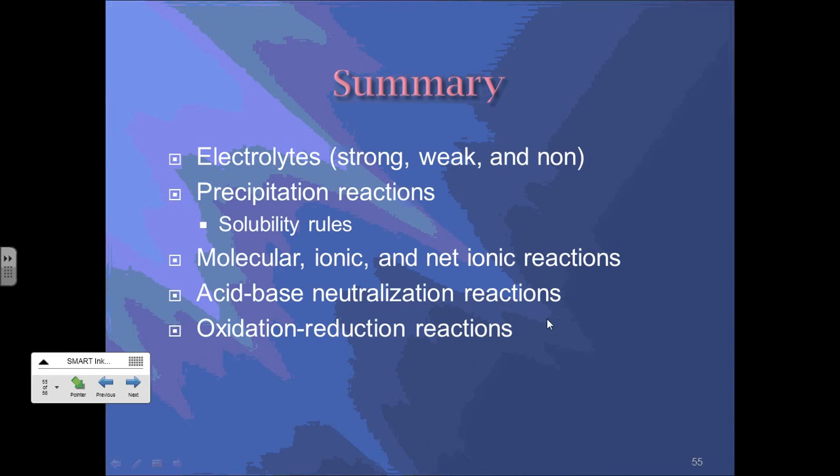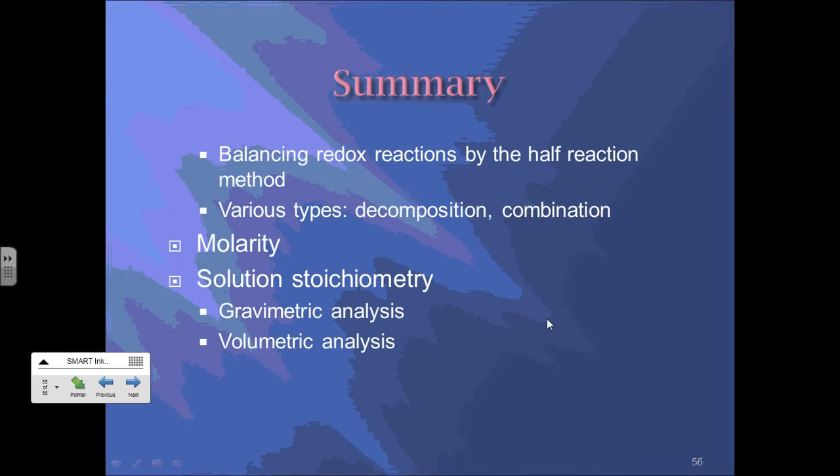So in summary, hopefully we have covered an extensive amount of information regarding electrolytes as they pertain to both strong and weak, as well as non-electrolytes. We've taken the time to discuss precipitation reactions and solubility rules that govern those precipitation reactions. We've also discussed molecular, ionic, and net ionic reactions. We've discussed acid-base neutralization reactions, redox reactions, or affectionately oxidation reduction reactions. And we've also taken the time to balance these reduction reactions using the half reaction method.